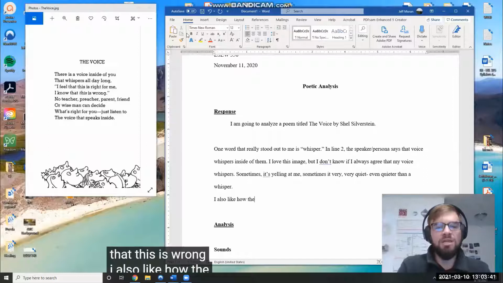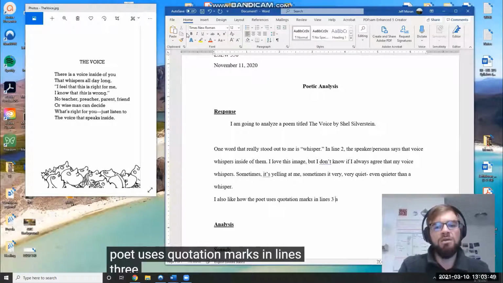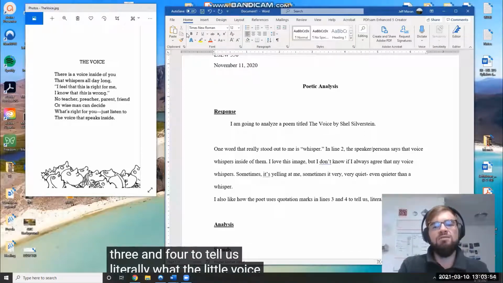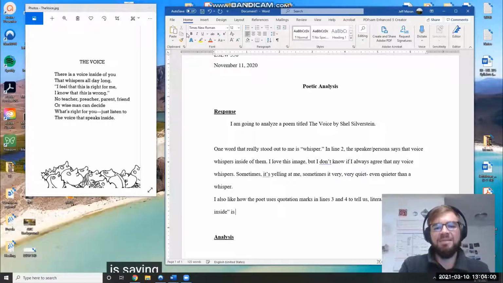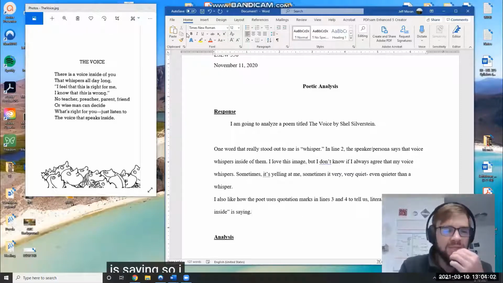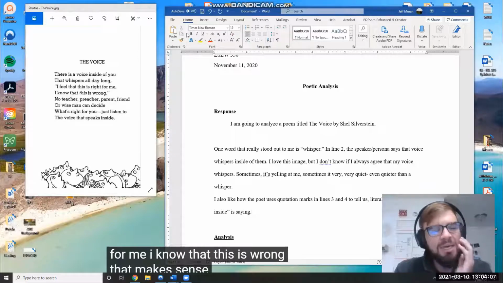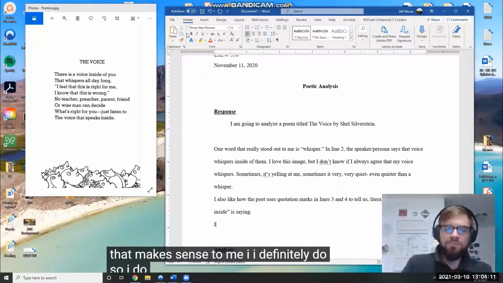I also like how the poet uses quotation marks in lines 3 and 4 to tell us literally what the voice inside is saying. So, I feel that this is right for me. I know that this is wrong. That makes sense to me. I definitely do. So I do agree.